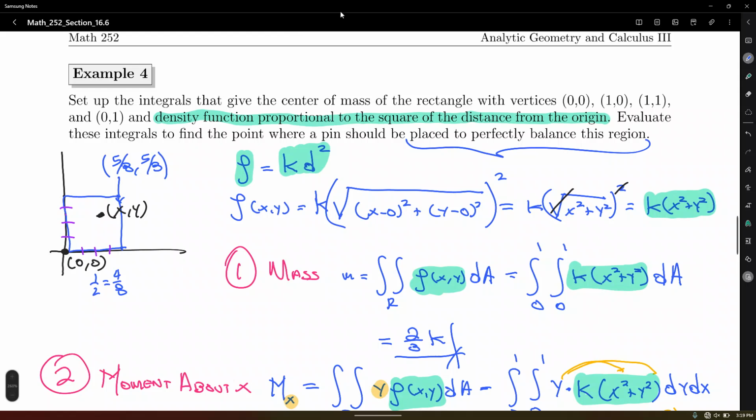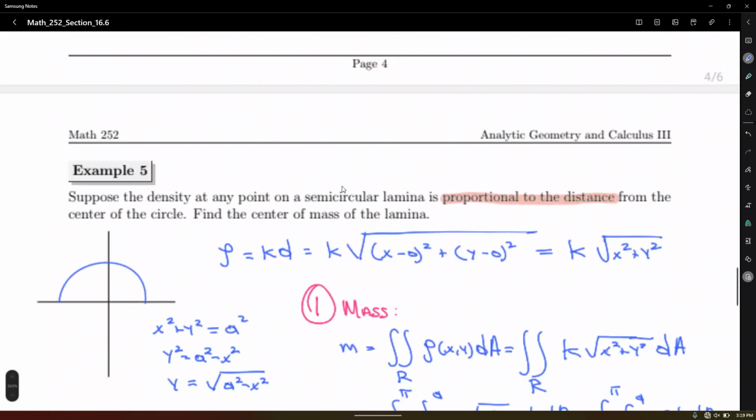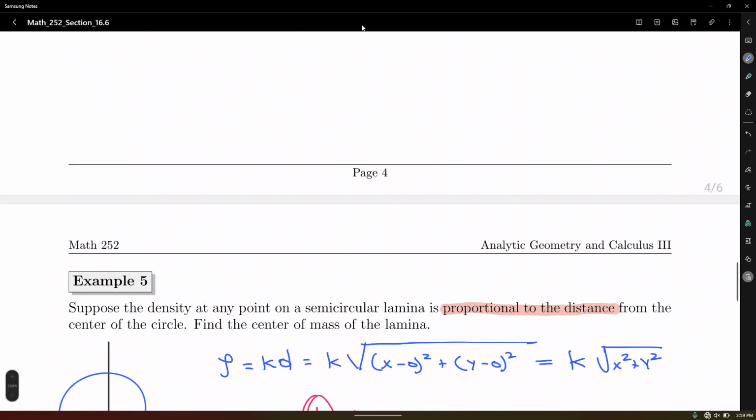All right. Let's have a look at another example. All right, let's move to example number 5.